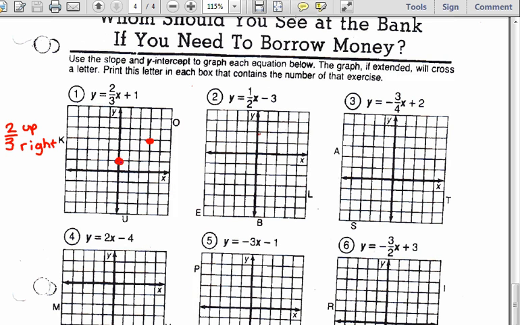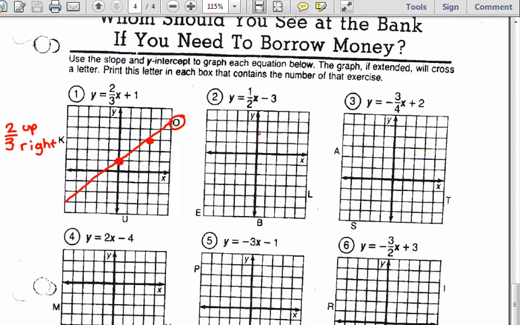Okay, so now you're going to take your ruler and connect those points. So grab your ruler and connect them, and you want to see which letter it goes through. It goes through O. So at the bottom of your page, everywhere you see the number 1, you're going to put an O. It's going to answer the question. Okay, so at the very bottom, put an O under 1.